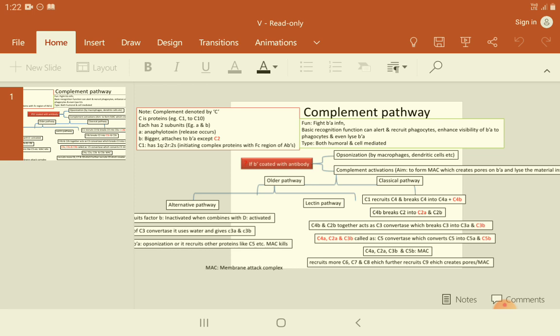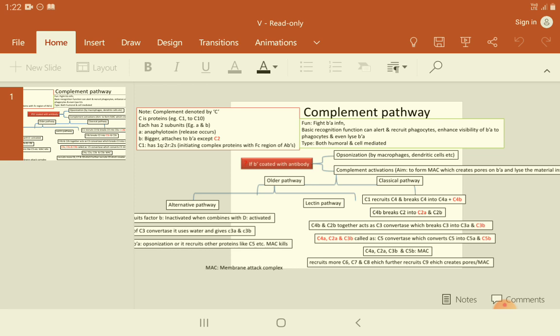So there are two pathways of complement activation. Our ultimate aim is the formation of MAC. So how will it be formed? By activating complements. And how will they be activated? By two pathways, the older pathways and the classical pathway. The older pathways have two subdivisions, that is the alternative pathway and the lectin pathway. We will not go into detail about the lectin pathway, but we will see the alternative pathway and classical pathway in detail. First of all, we will see the classical pathway.